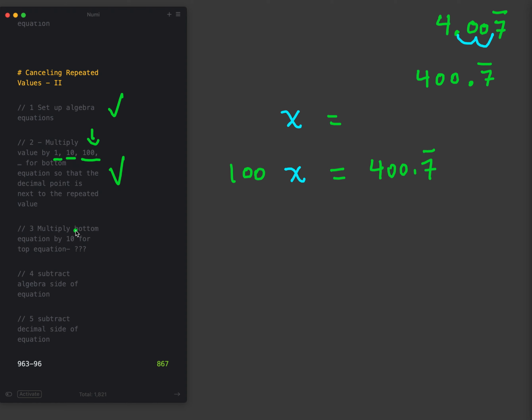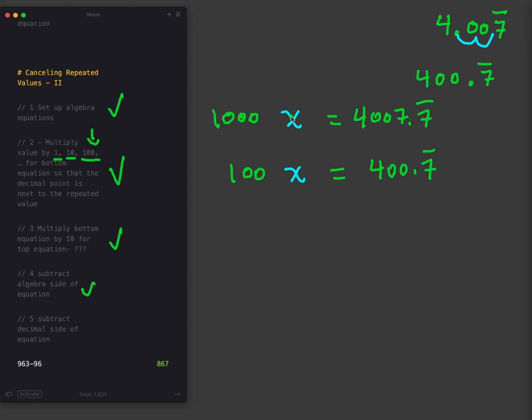All right. Now we're going to multiply the bottom equation by 10 for the top equation. And so when I multiply 100 times 10, that's going to give me 1,000. And then if I do 400.7 repeating times 10, I'm going to get 4,007.7 repeating. Next, I'm going to do the subtraction on the algebra side.